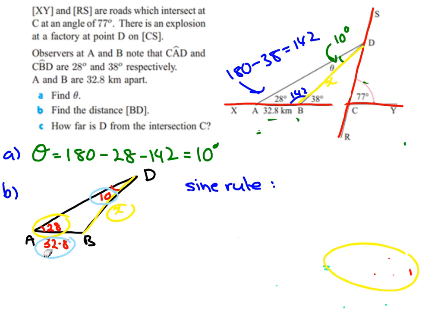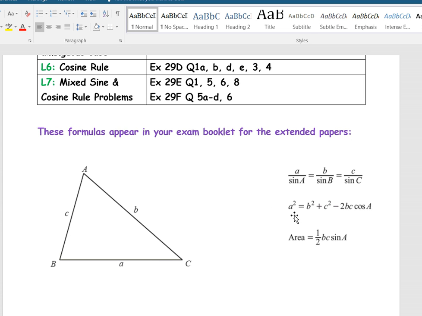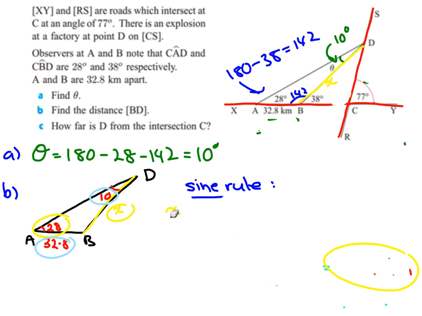Sine rule, it's for a length, so it's easy. I'm going to use the length version, which we have already. X over sine 28 equals 32.8 over sine 10.